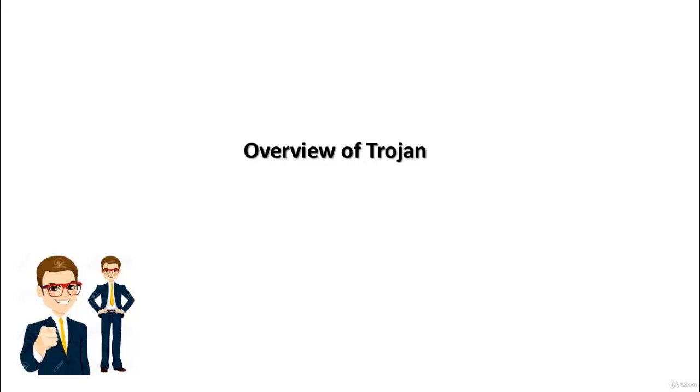Overview of Trojan. What is Trojan? A Trojan horse is an unauthorized program contained within a legitimate program. This unauthorized program performs functions unknown by the user.